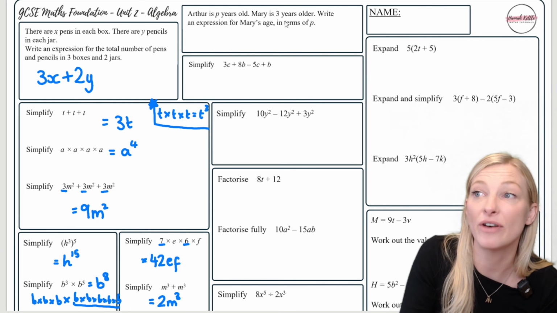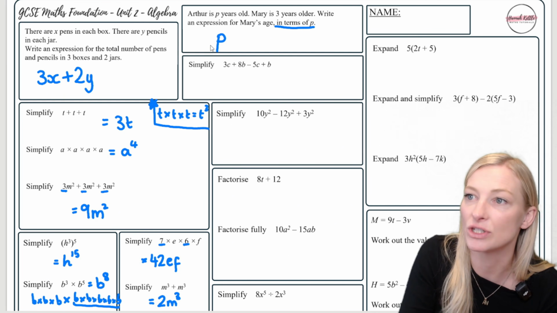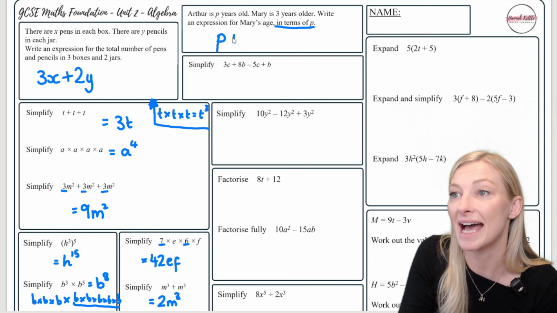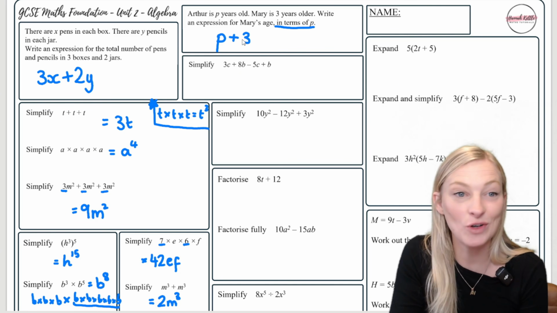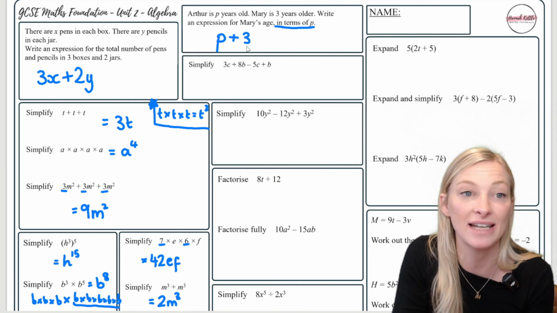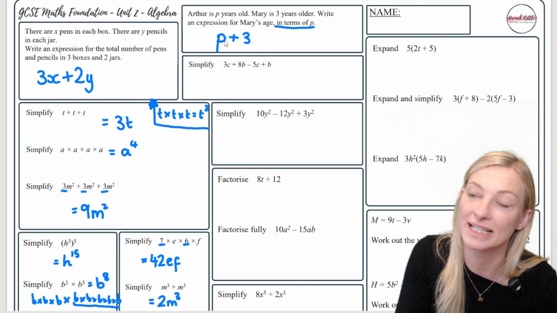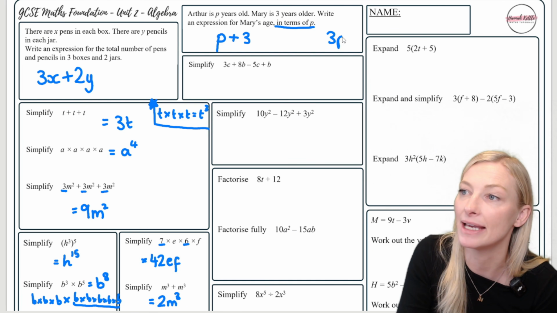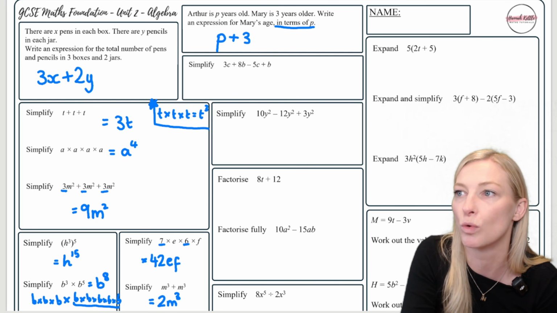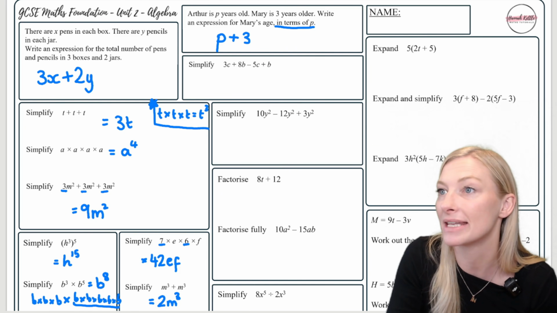So I know that if I was going to write that in terms of p, I need to start with p, which is Arthur's age. And we know to get to Mary's age, we need to add 3. And that is it. They are not like terms. 3 is a constant term. It doesn't have a variable. It doesn't have a letter. And p is a variable. It's a letter. So we can't put them together. If you wrote 3p, that would mean 3 multiplied by p. So that's no good here because that's not what's happening. We're just adding 3 on. So p add 3 would be your answer there.